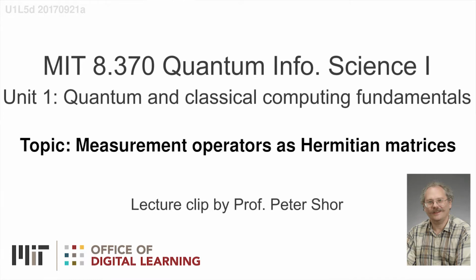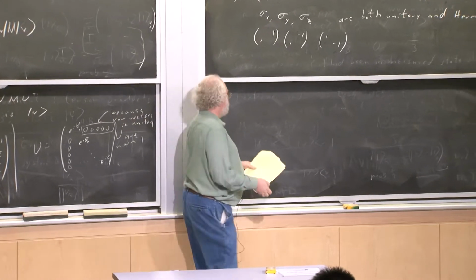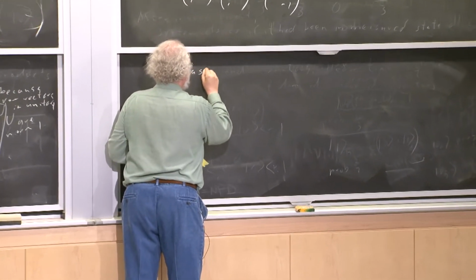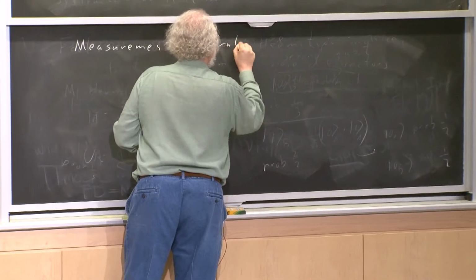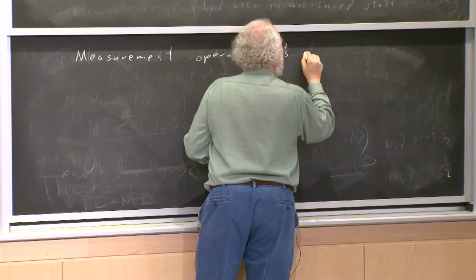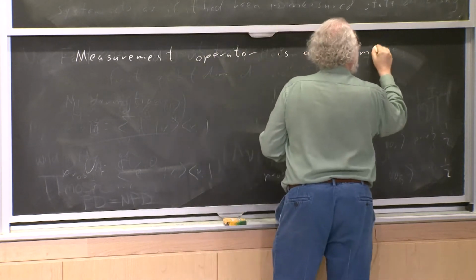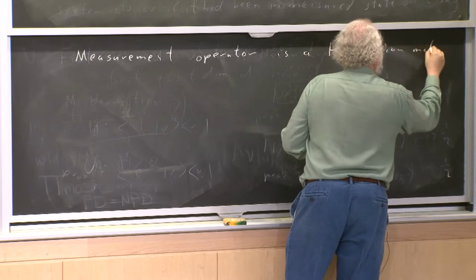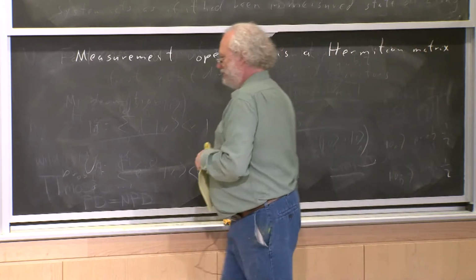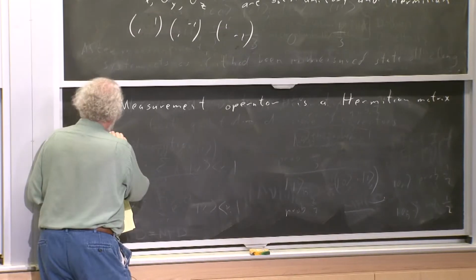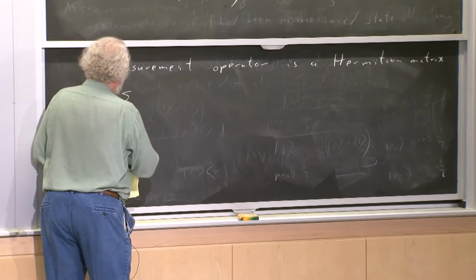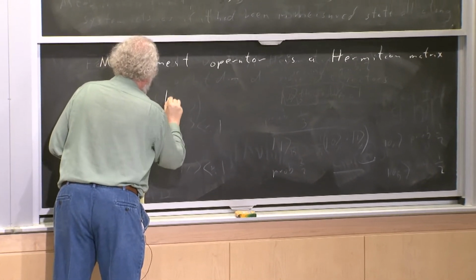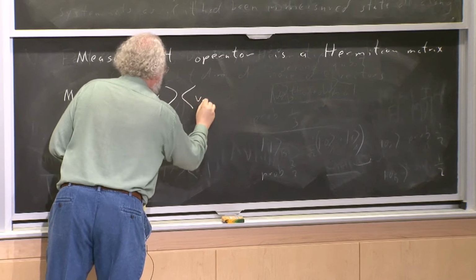So there's a standard way of describing measurements in quantum mechanics. A measurement operator is a Hermitian matrix, M equals the summation of lambda_i v_i v_i.